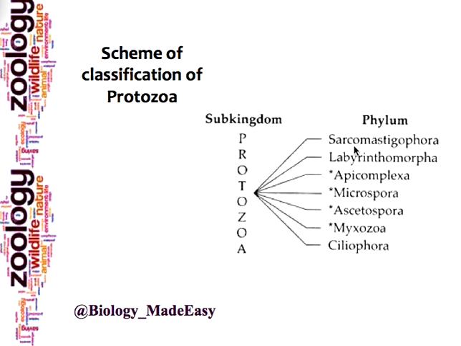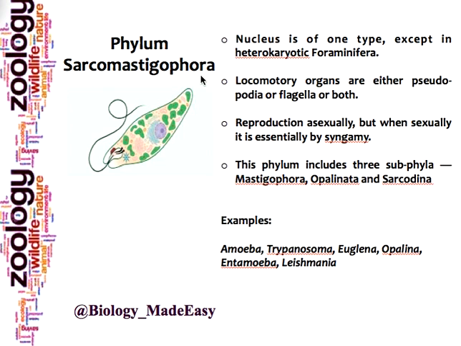Those phyla are Sarcomastigophora, Labyrinthomorpha, Apicomplexa, Microspora, Acetospora, Myxozoa, and Ciliophora. Phylum Sarcomastigophora has mostly one type of nucleus, and their locomotory organs are either pseudopodia or flagella or both. They may reproduce asexually, but when they reproduce sexually, it is essentially by syngamy. Remember that syngamy is the union of two gametes, and this phylum includes 3 subphyla. The important example is amoeba, that you can remember.